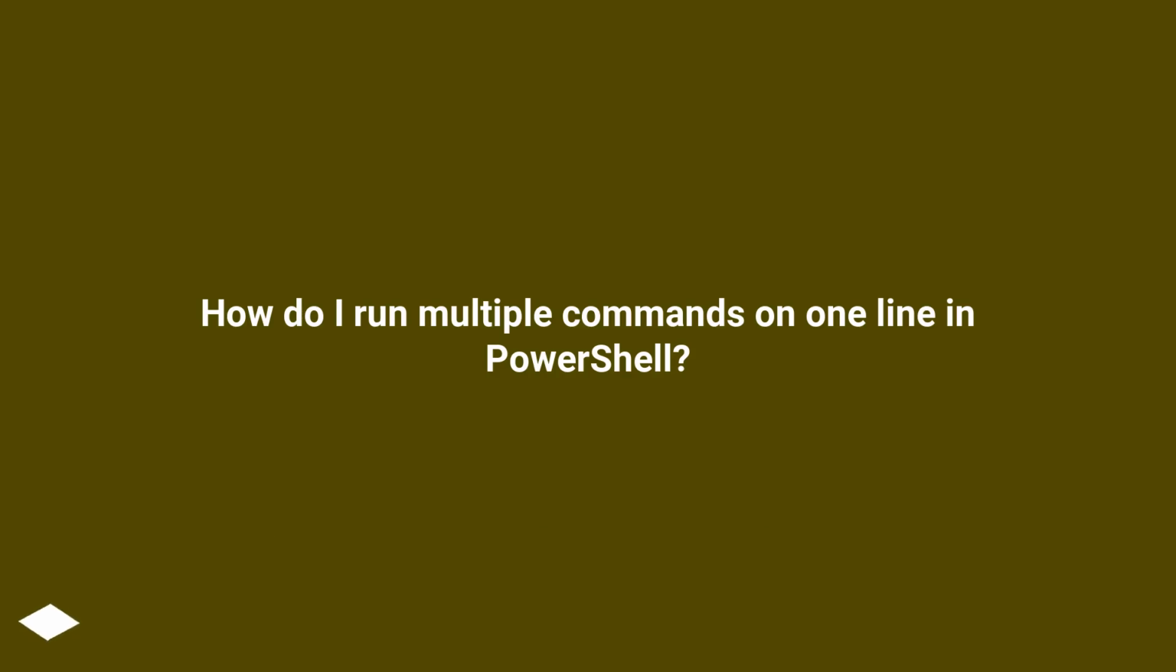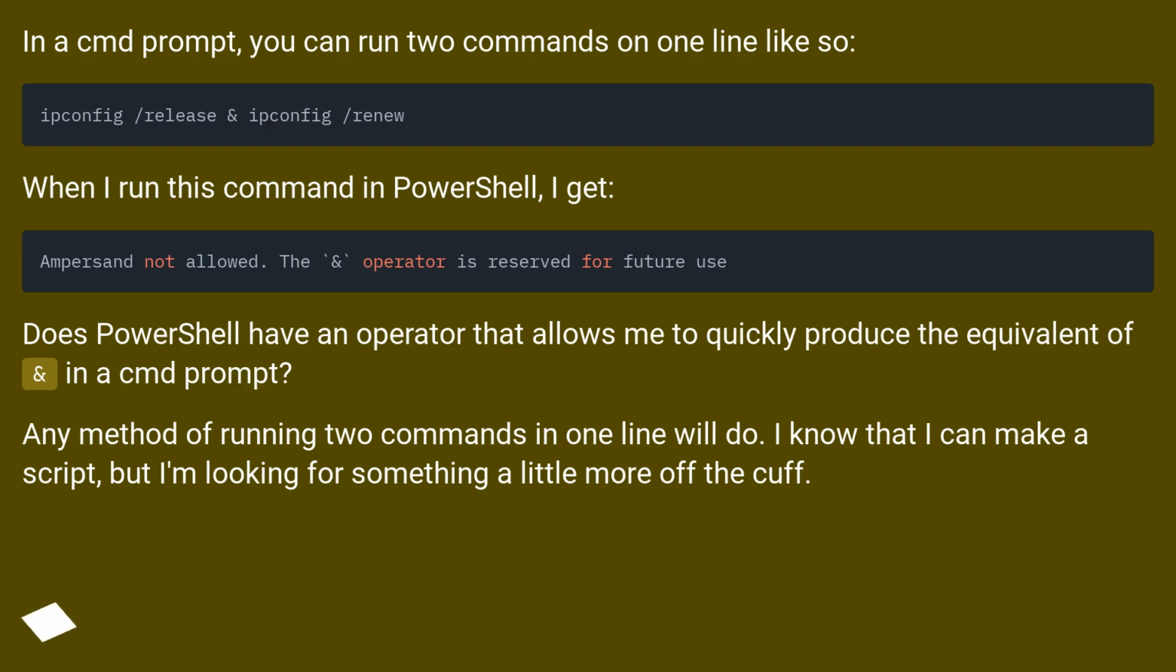How do I run multiple commands on one line in PowerShell? In a CMD prompt, you can run 2 commands on one line like so. When I run this command in PowerShell, I get an error. Does PowerShell have an operator that allows me to quickly produce the equivalent of && in a CMD prompt? Any method of running 2 commands in one line will do. I know that I can make a script, but I'm looking for something a little more off the cuff.